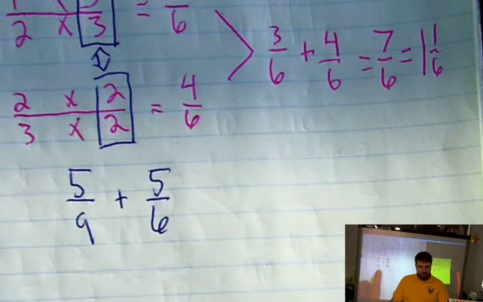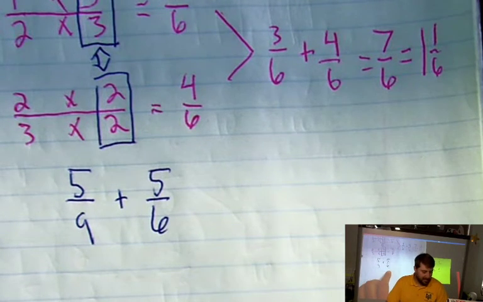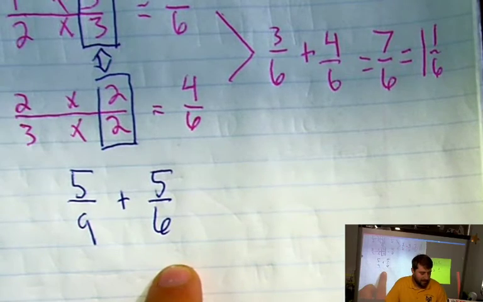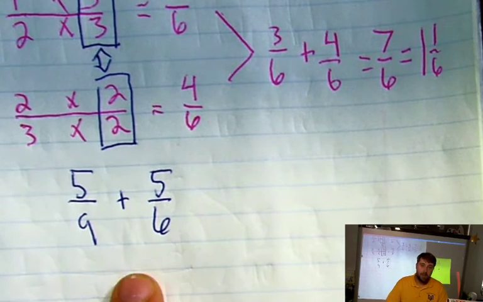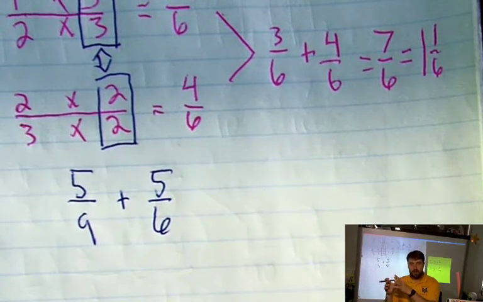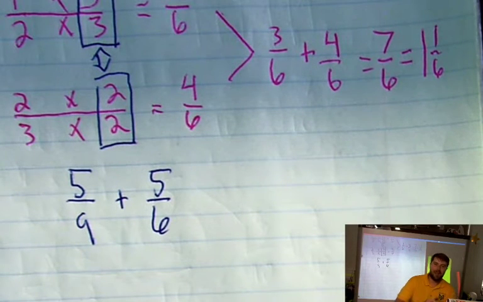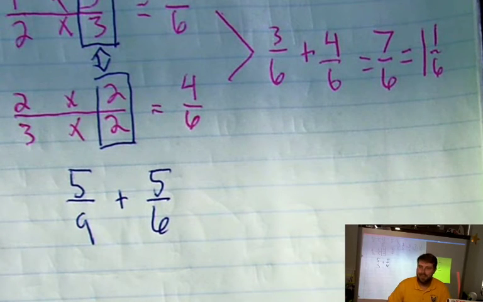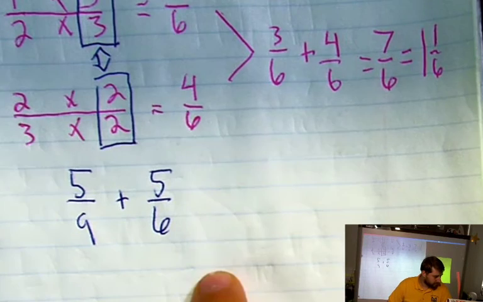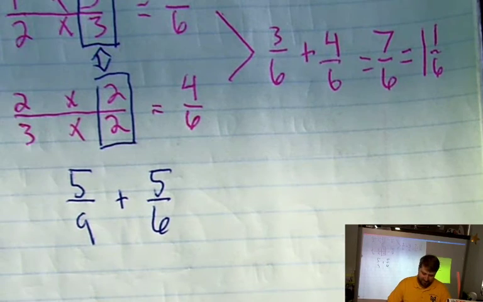I notice that both of these are bigger than 1/2. I notice that 5/9 is bigger than 1/2, and 5/6 is bigger than 1/2. So when you add something bigger than 1/2 to something else bigger than 1/2, you end up with an answer bigger than 1. So our answer here is going to end up being bigger than 1. But our process is going to be the exact same.